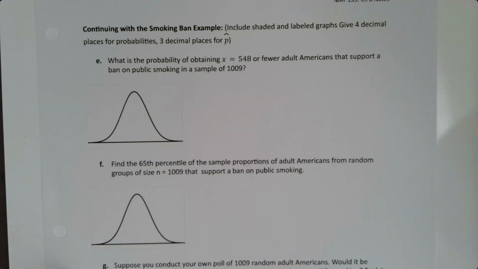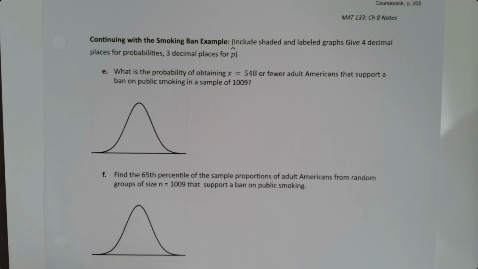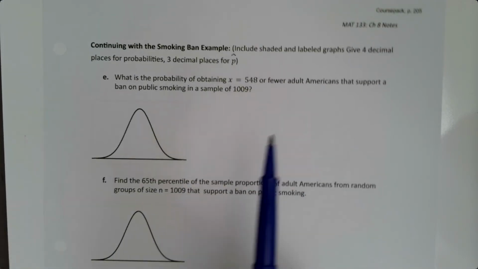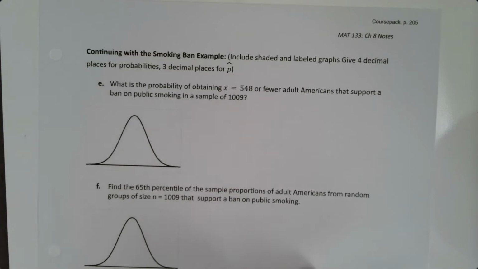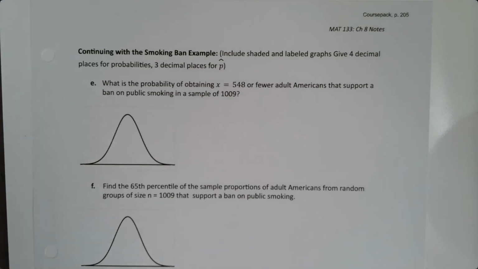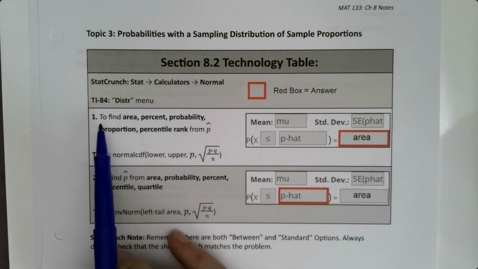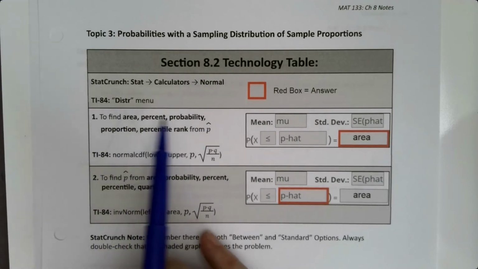Continuing with our smoking ban example from the previous video and page in the notes, we want to include shaded and labeled graphs and so on. So what is the probability of obtaining X equals 548 or fewer adult Americans to support a ban on public smoking in a sample of 1009? You'll notice it asks specifically for a probability. It says find the probability.